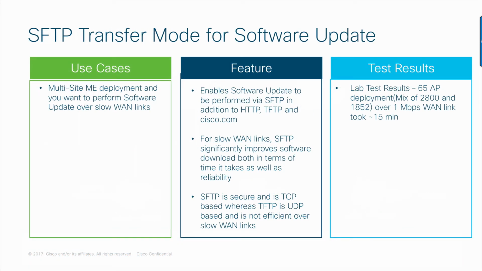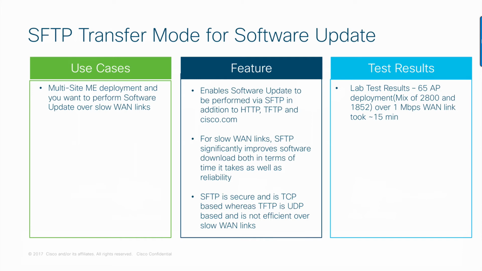So the next feature is SFTP transfer mode for software update. So the use case is that you have a multi-site ME deployment and you want to perform software update over WAN, but the challenge is that the WAN links are quite slow. So prior to 8.7, we supported HTTP, TFTP, and Cisco.com as a transfer mode. Starting with 8.7, we are adding support for SFTP as well.